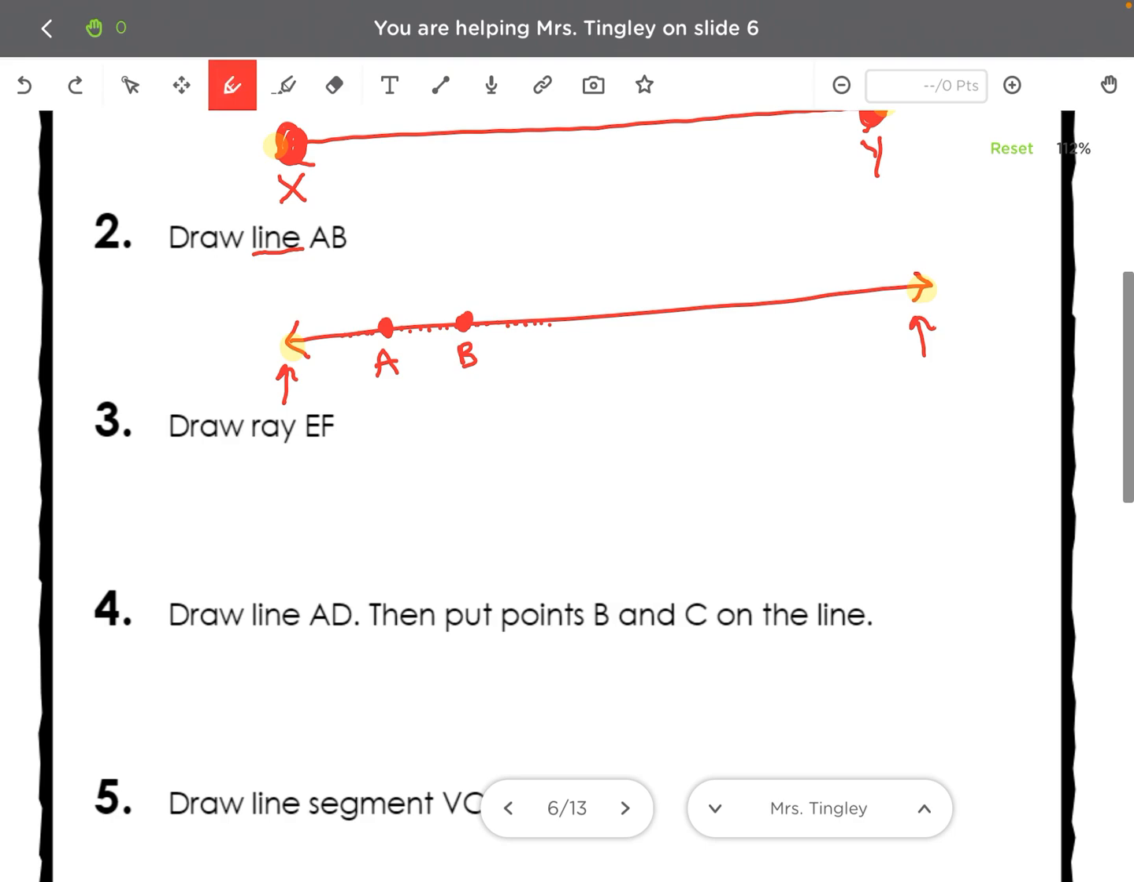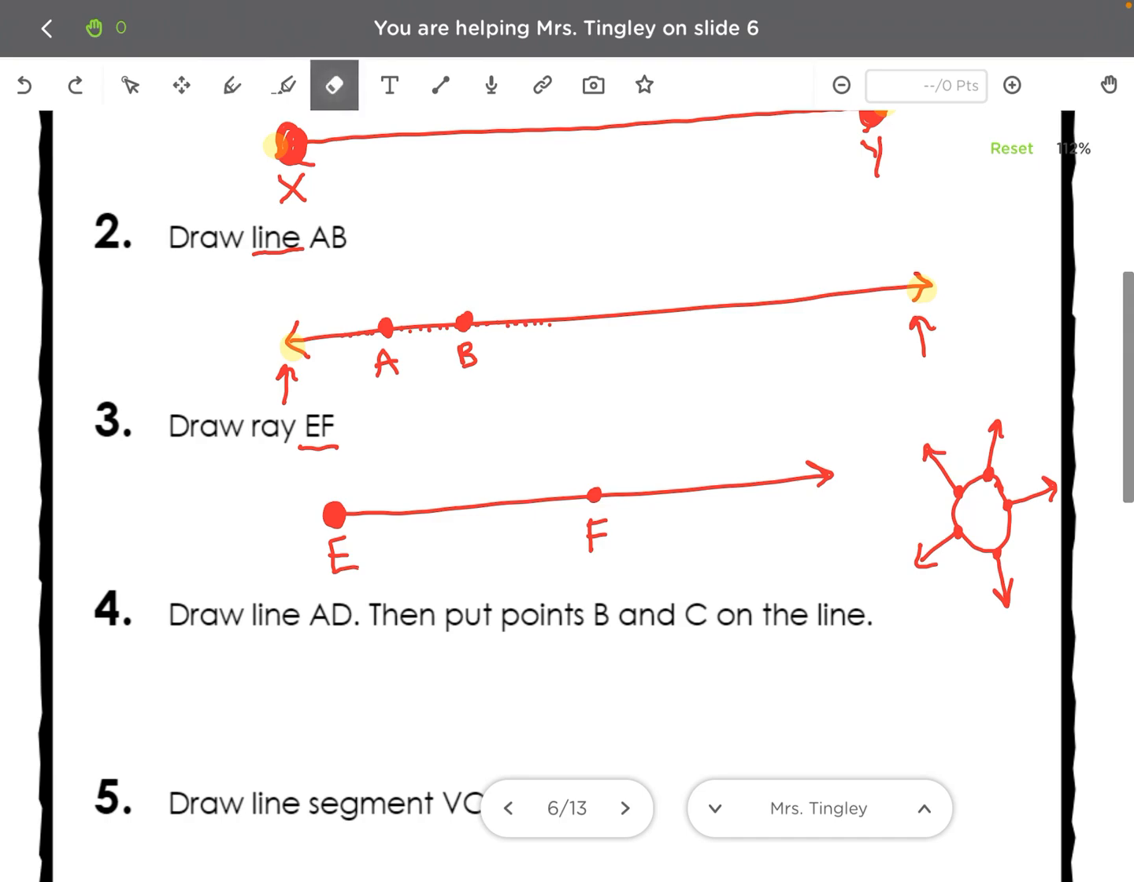Our next kind of line is called a ray. A ray has one starting point, and then it goes on forever in the other direction. When we write out our ray, the first letter is our starting point, and the second letter is just somewhere else on the line. So for a ray, I want you to think of a sun. It has a starting point and then the rays go on, kind of like a ray of sunshine.